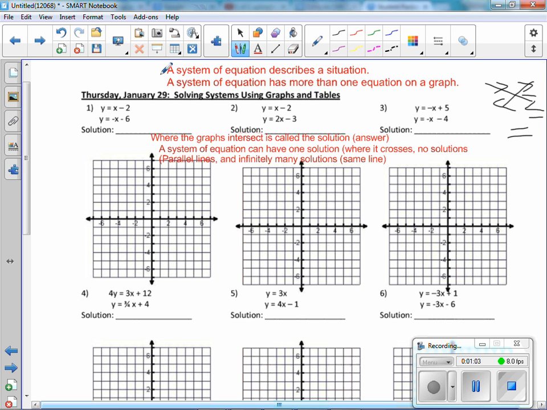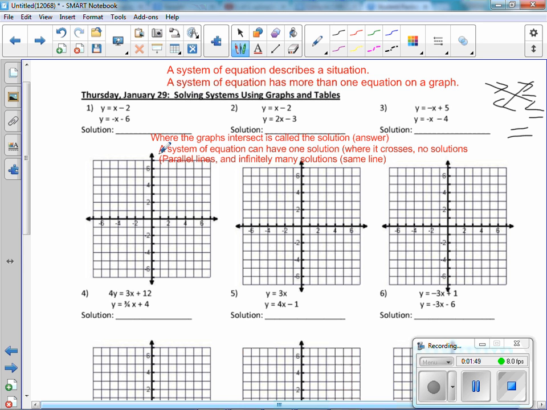So write this down in your notes. A system of equations describes a situation. That's basically what it does when we start with the word problems. We use a system of equations. That means it's more than one equation on a graph. Where before you have been graphing one equation, now you will be graphing two equations on the same graph. The third note: where the graphs intersect is called the solution, or the answer.